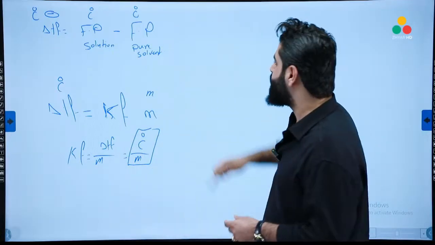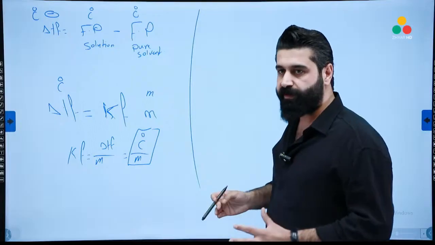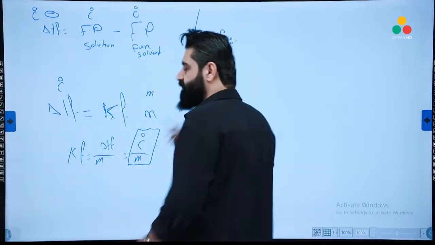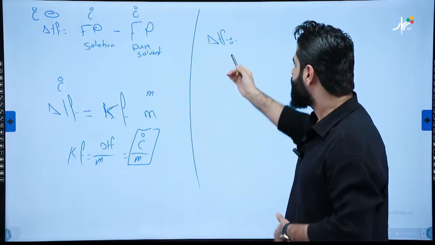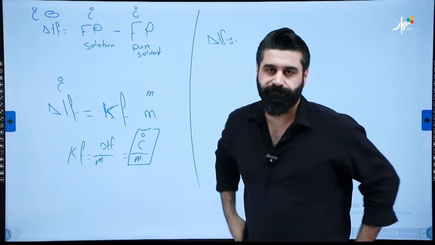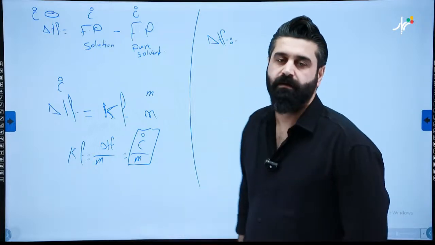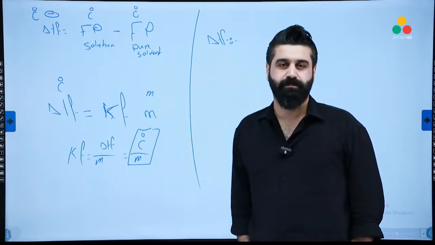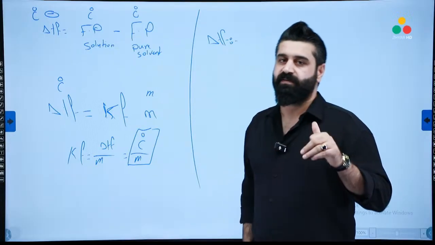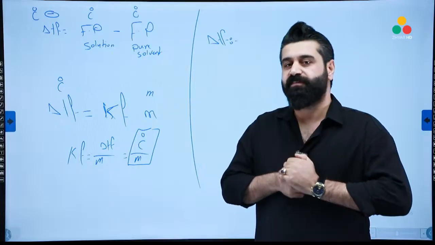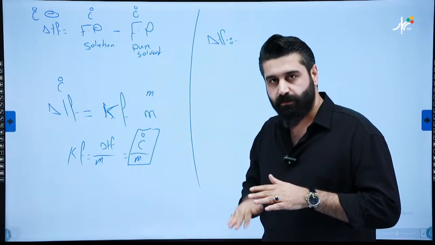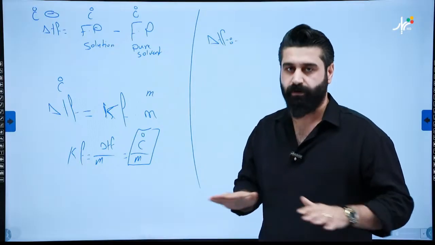Good. About the names, try to write down the following names for delta TF. I'm going to say the names and you have to write them. The first one, delta TF is the freezing point depression. I'll give you enough time. Write this name, freezing point depression, or change in freezing point. And the third name is freezing below the normal freezing point.